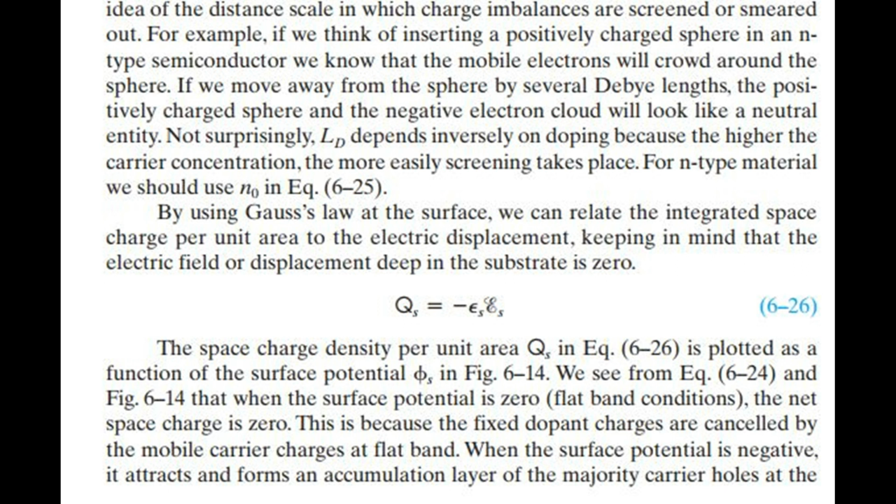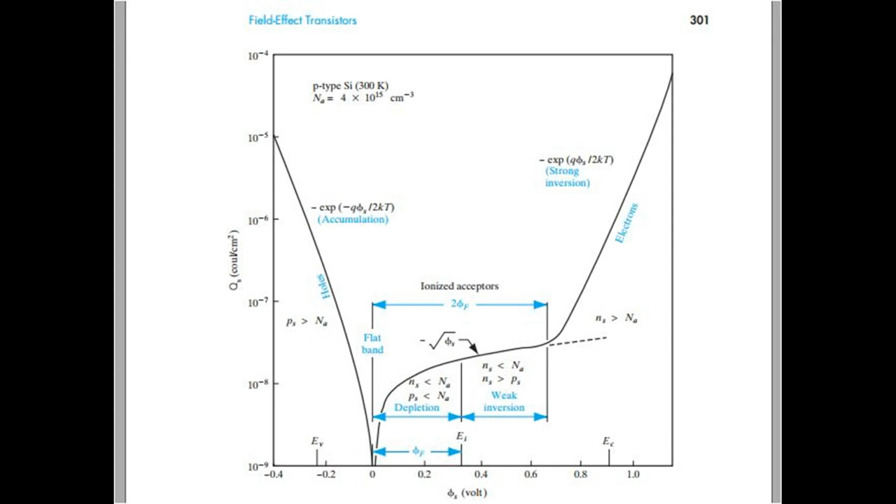We see from Eq 6.24 and Fig 6.14 that when the surface potential is zero, flat band conditions, the net space charge is zero. This is because the fixed dopant charges are cancelled by the mobile carrier charges at flat band. When the surface potential is negative, it attracts and forms an accumulation layer of the majority carrier holes at the surface. The first term in Eq 6.24 is the dominant one, and the accumulation space charge increases very strongly, exponentially, with negative surface potential.